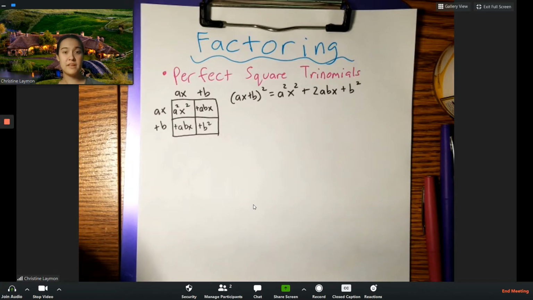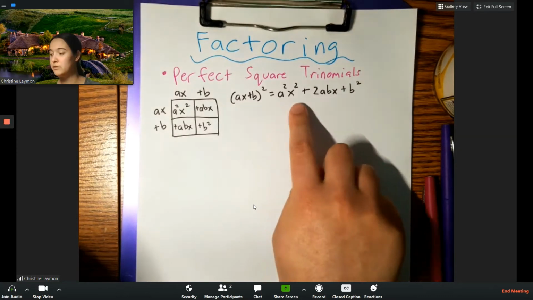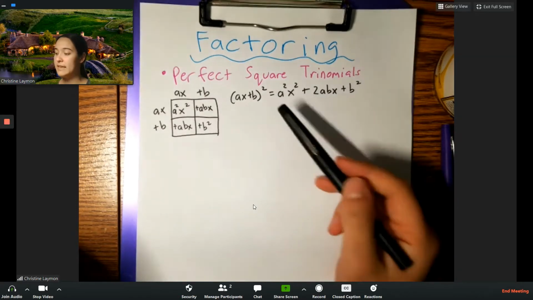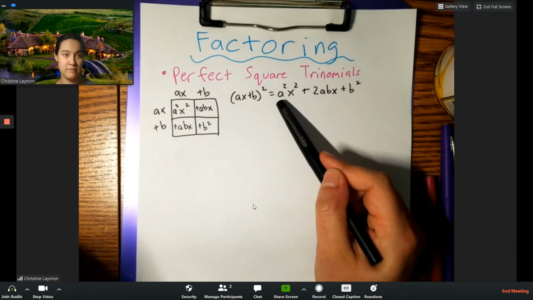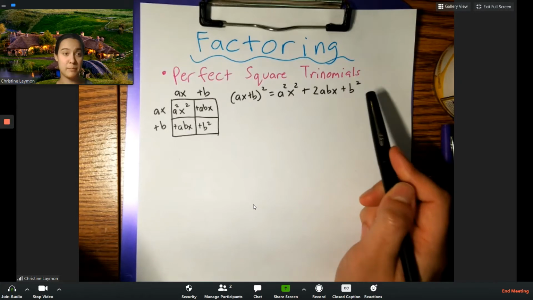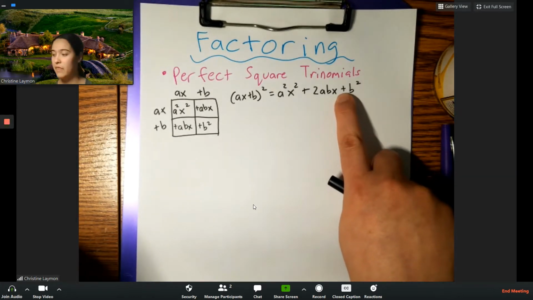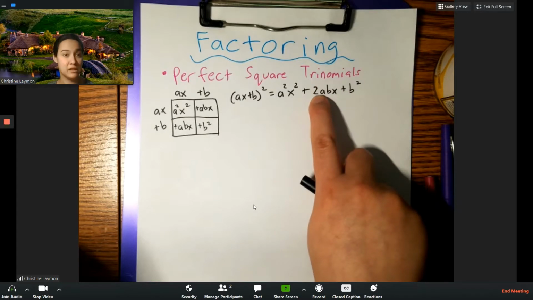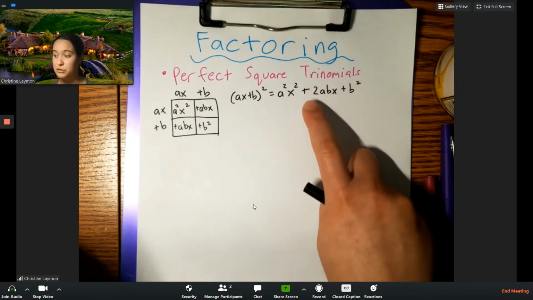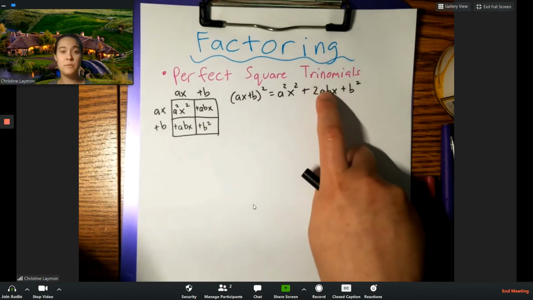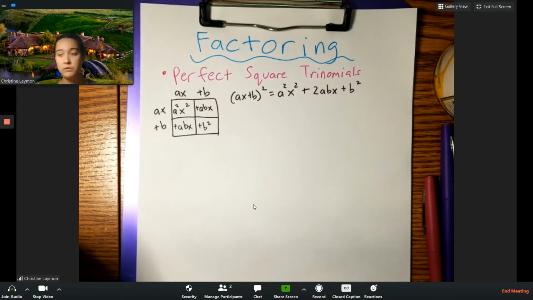The important things you're looking for, when you have a polynomial that looks like this, is: is the very first term a perfect square? Is the very last term a perfect square? Is this sign here positive? And then the middle term, what we typically call the b value, but in this case is 2 times a times b. If that relationship holds, then you do have a perfect square trinomial, which can be factored like that.